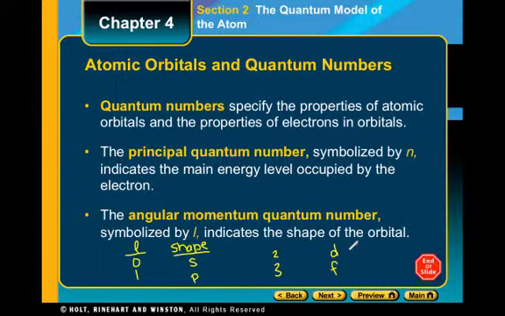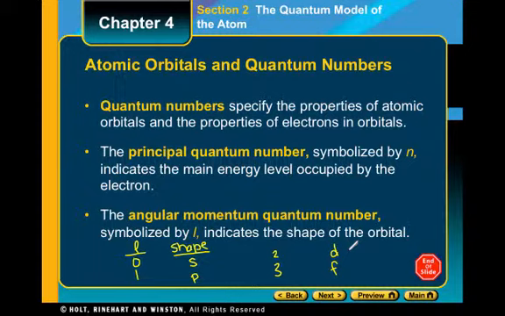So the highest n can reach is 3? No, we will go up to n equals 7. For right now, just 3 now? Or is it? No, for L value, for shapes, we'll only have S, P, D, and F. But our n values could go larger. So you always have more possibilities.